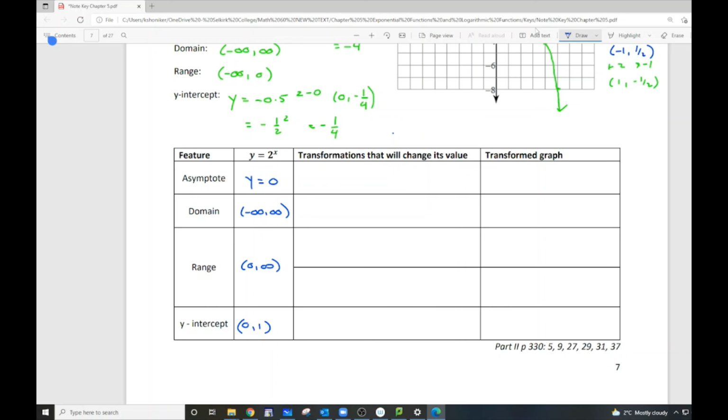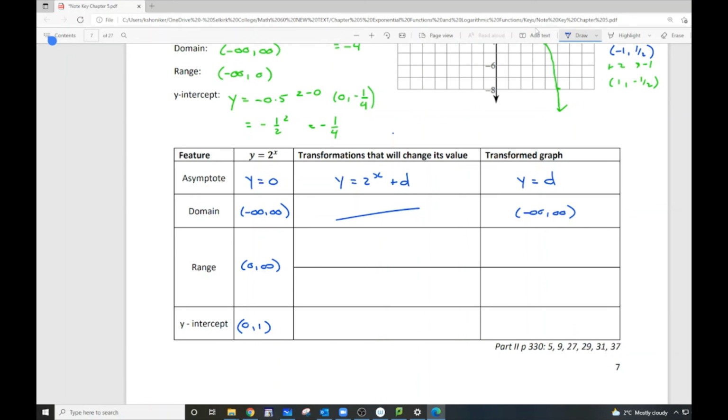Okay, transformations that will change this value. Well, to change the asymptote, your graph has to move up and down. So there has to be this plus d on the end. That means that your transformed graph will have an asymptote at y equals d. What about your domain? Well, nothing changes it. It's always going to be negative infinity to infinity.